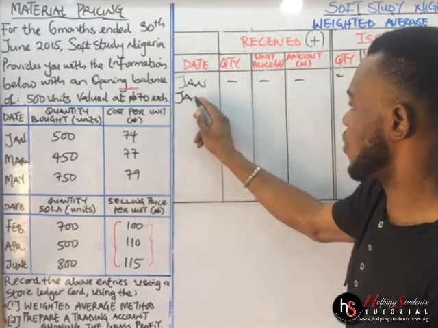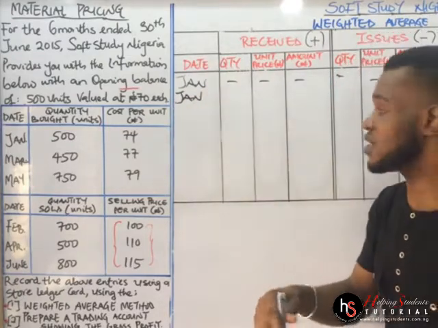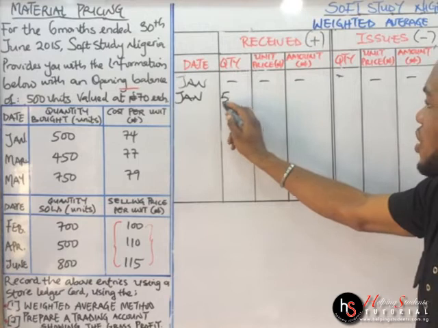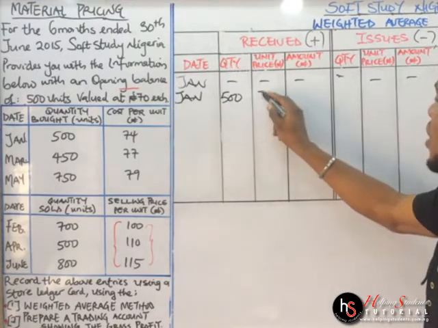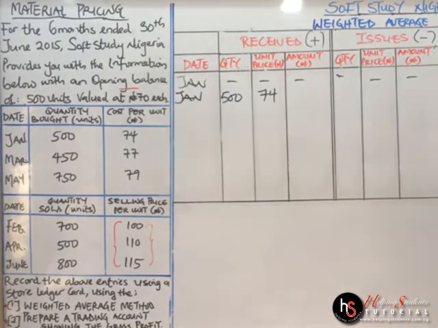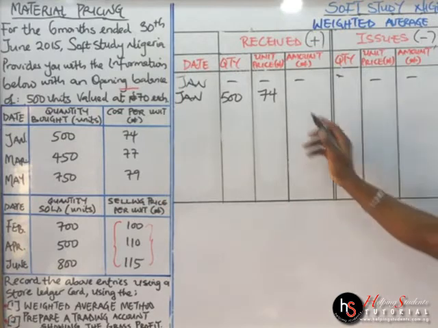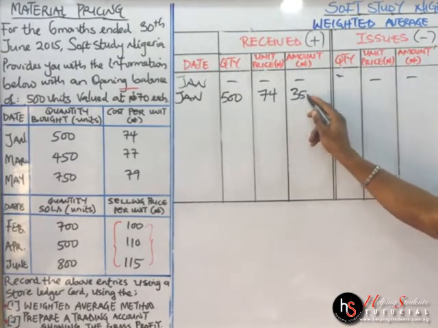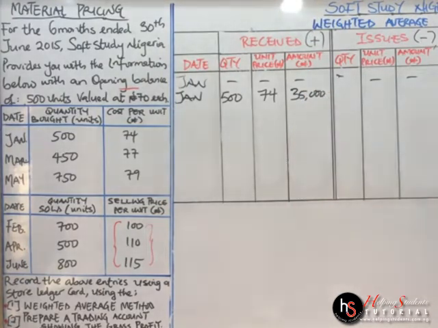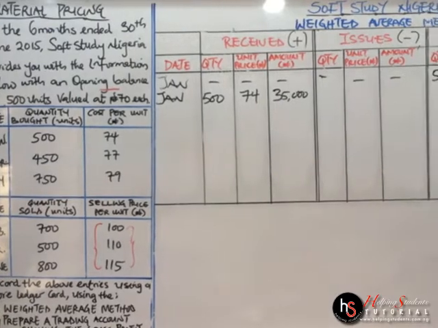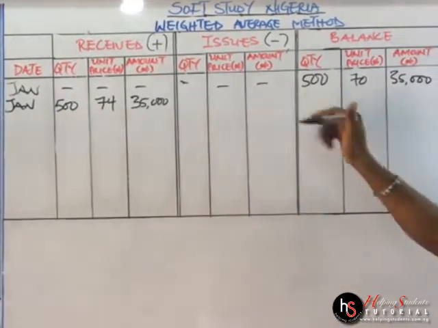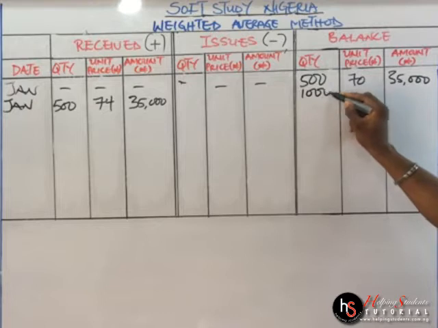We have January, and this is the receipt section, isn't it? So we have 500, and 500 at what? 74. 500 at 74. So 500 times 74 gives us what? 37,000. Okay? It gives us 37,000. So 500 plus 500 is 1,000.